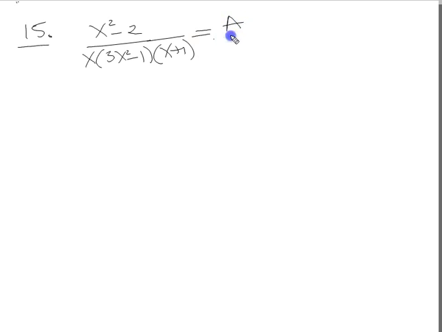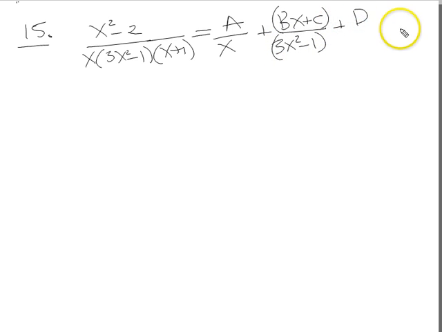Be a over the first, plus bx plus c over the second, because it's a quadratic factor, the 3x squared minus 1, plus d over the linear factor that remains, the x plus 1. There we go. So that's what we've got then.